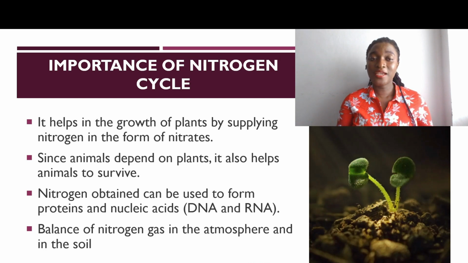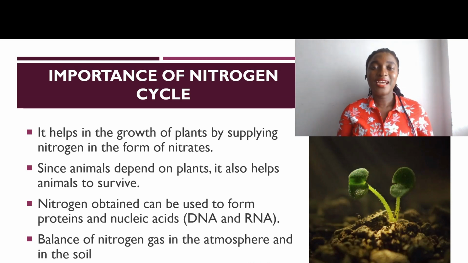So it helps in the growth of plants by supplying nitrogen in the form of nitrate. When nitrogen is not available, it causes the yellowing of the leaves of plants. Another thing is it's also what animals need to survive, because without nitrogen, plants are not going to be formed, and then animals are also not going to get the nitrogen they need to continue their life processes. Nitrogen obtained can be used to form proteins and nucleic acids, that's DNA and RNA. I think I've mentioned that already. The balance of nitrogen gas in the atmosphere and in the soil is therefore important to both plants and animals.